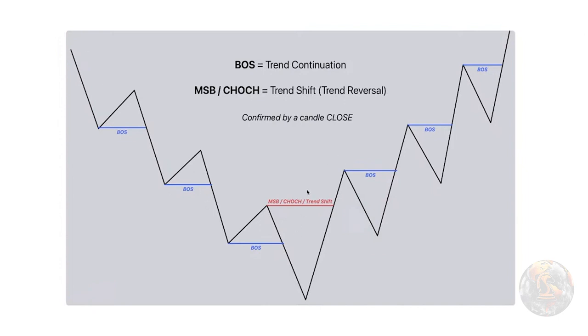So the reversal always begins with a market structure break or change of character. The reason some people call it a change of character is because the characteristics of the previous move have changed. Meaning, the previous pattern of lower lows and lower highs, or higher highs and higher lows, has changed. And the break of structure, as well as the MSB, or change of character, is always measured using candle closes.